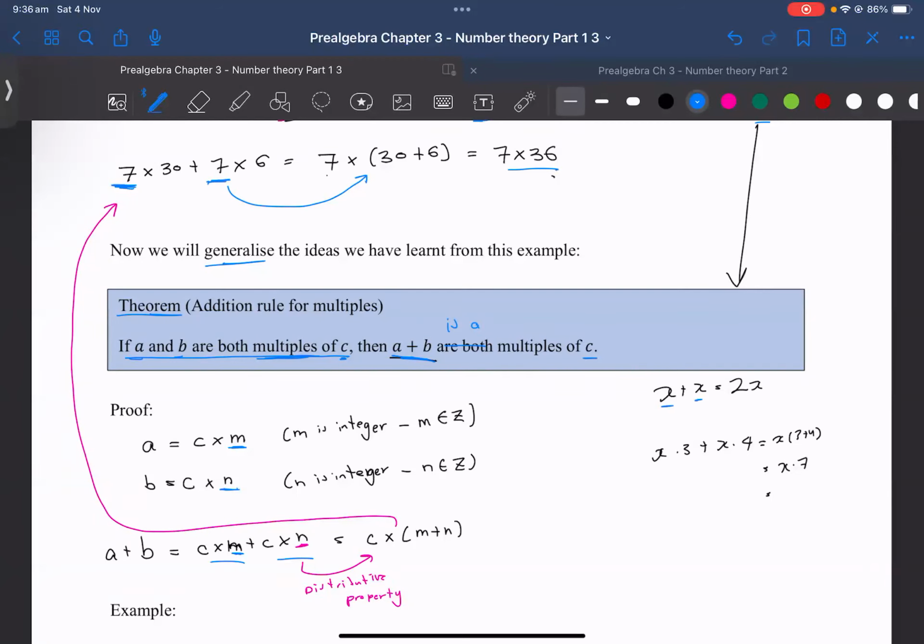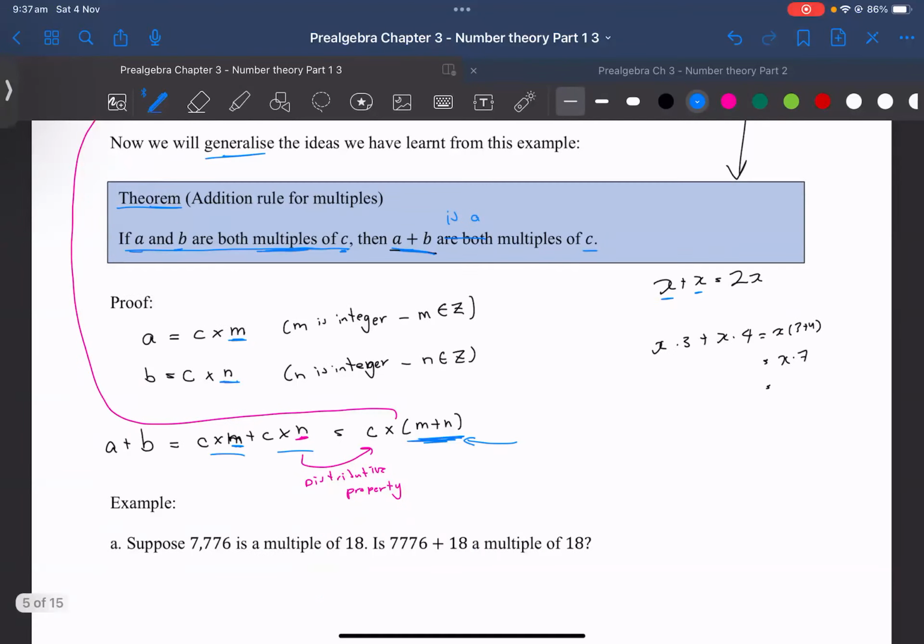A plus B is C times this number. Is this number a whole number? Yes, right? Why is that? Because you stated before m is an integer and n is an integer. So when you add them up together, it's still an integer, right? Yeah, very good. That's the proof. Now we show that for any A, which is a multiple of C, and for any B, which is a multiple of C, if you add them up together, it's still a multiple of C. So it works with any number.